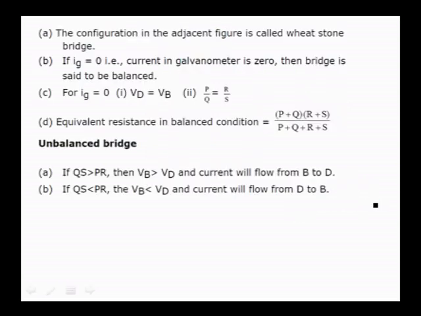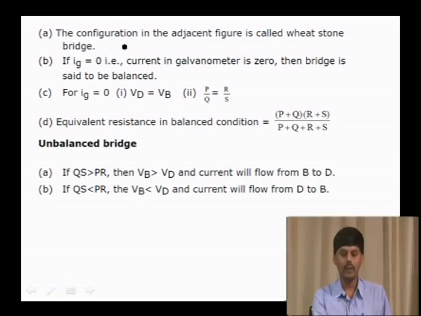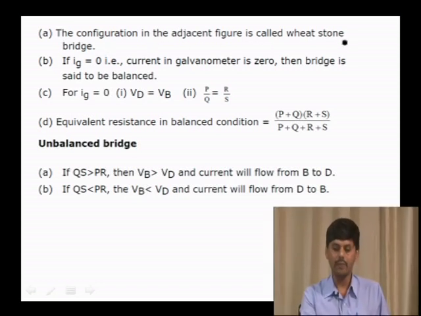Next, the configuration of the adjacent figure that I have discussed is called a Wheatstone's bridge. If Ig is equal to 0, that is, the galvanometer current is 0, then the bridge is said to be balanced. For Ig equal to 0, Vd and Vb are equal, the potential at D and the potential at B are equal. In that condition, P by Q is equal to R by S. To calculate the equivalent resistance in the balanced condition, it is (P plus Q)(R plus S) divided by (P plus Q plus R plus S).